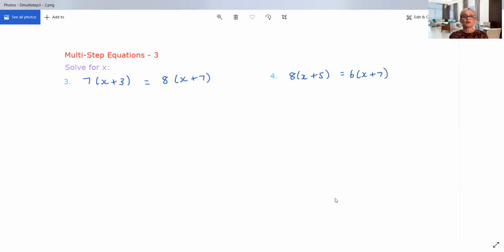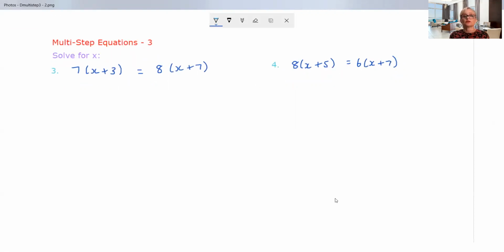Okay, so we've got some more situations where we need to use the distributive law, as well as we're going to have x's on both sides of the equation. All right, let's expand. Just be careful with your expansion. We're going to get 7x plus 21 equals 8x plus 56.